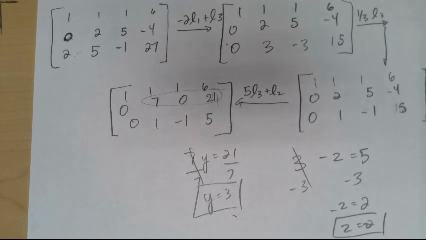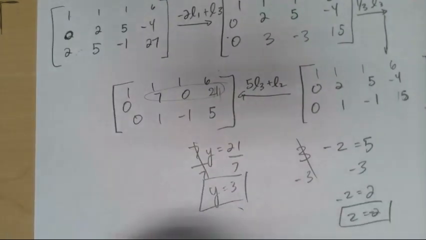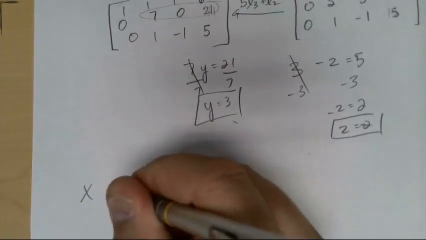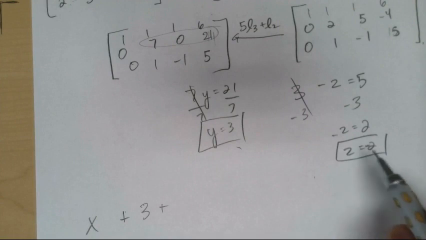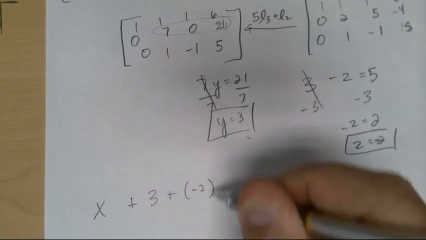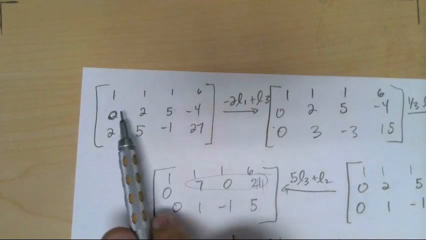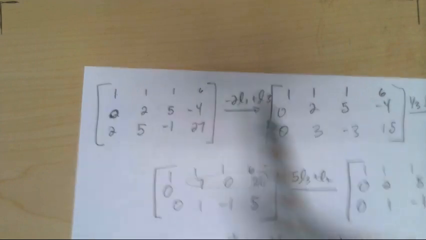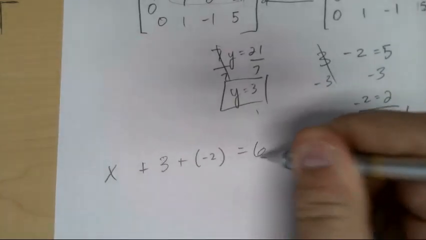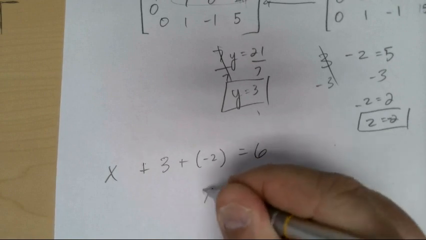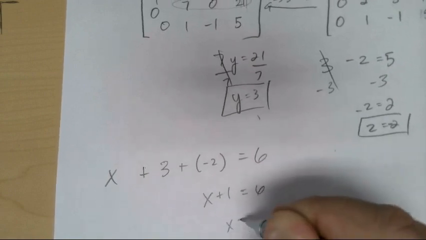Okay. Last, I'm going to put that stuff back into one of these equations. I'll put it in the first one. So 1x, so that's x plus y, 1y, 1z, plus 3 plus the z, which is a negative 2, equals 6. I just put it back in here. 1x plus 1y plus 1z equals 6. And I don't know x, so that's it. Equals 6. 3 plus negative 2 is 1. So x is equal to 5.